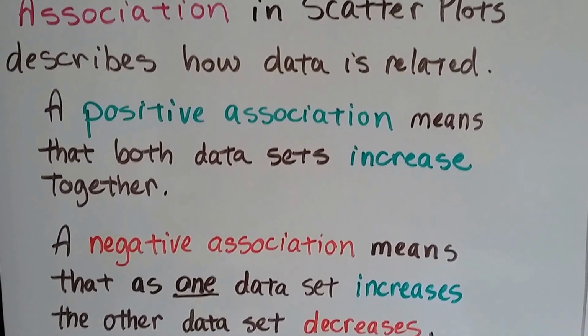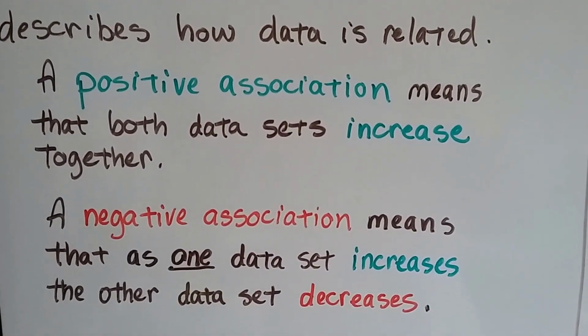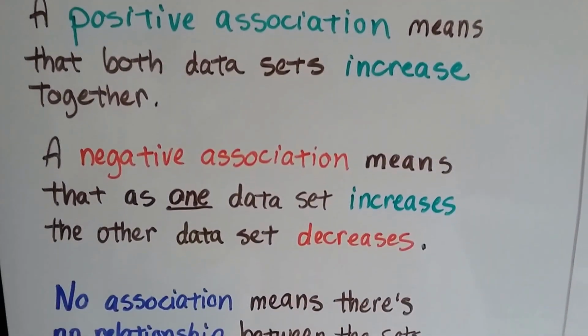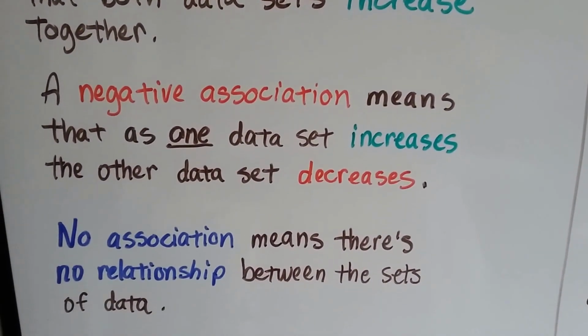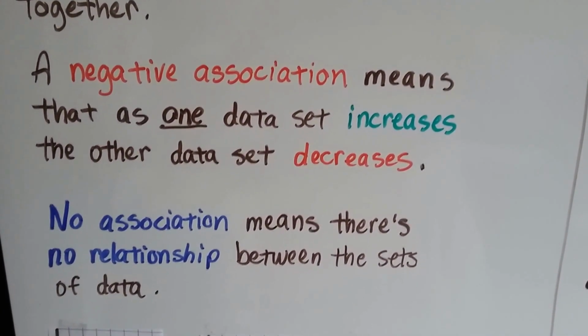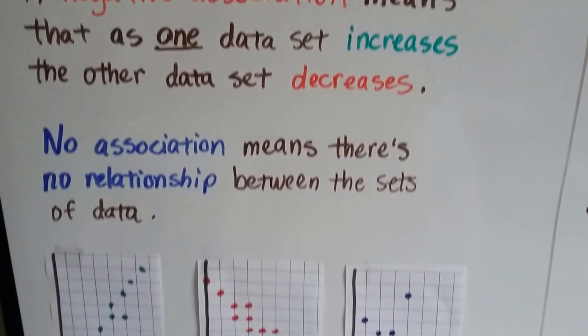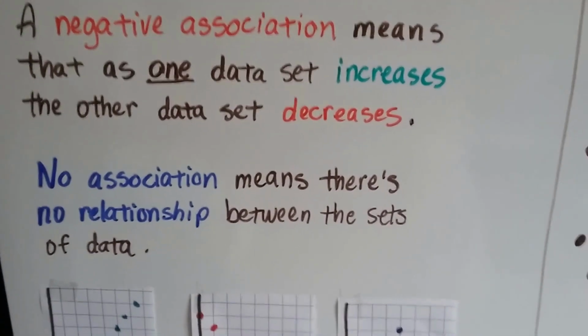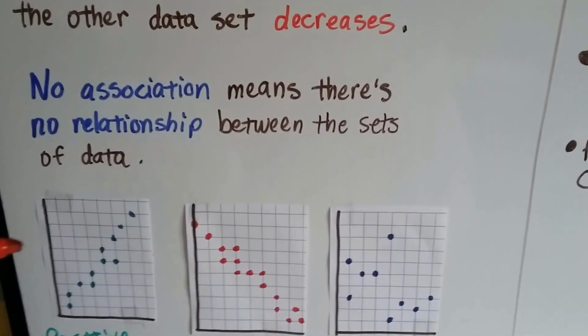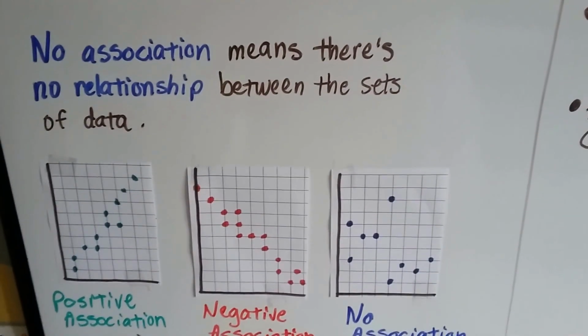A positive association means that both data sets increase together. A negative association means that as one data set increases, the other data set decreases. And kind of split apart from each other, don't they? Well, no association means there's no relationship between the sets of data.